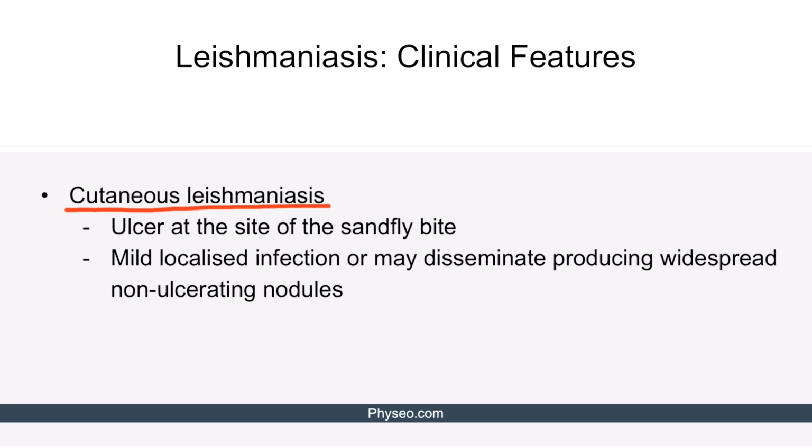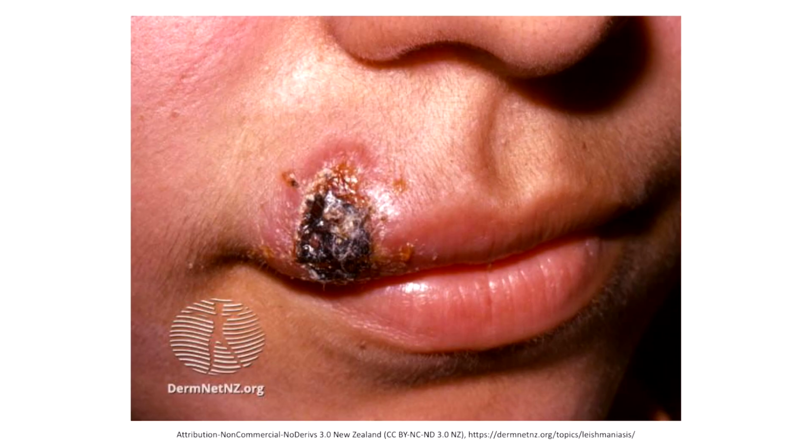And if the cutaneous form is disseminated, then you get all these nodules elsewhere on the body, but they're non-ulcerating. Now here's an image showing a typical ulcerative lesion of cutaneous Leishmaniasis.